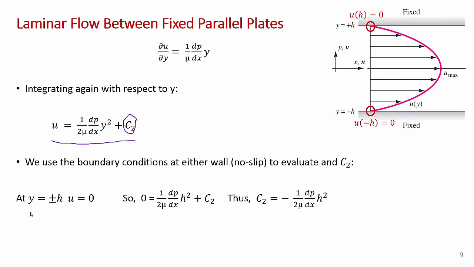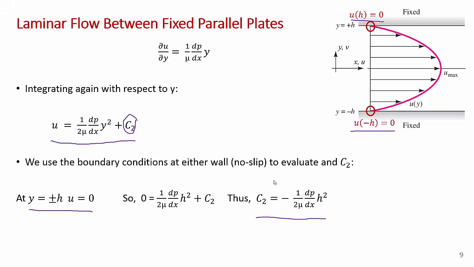So at y equals plus or minus h, we have the no-slip condition, right? We have the no-slip condition here and here. So the velocity goes to 0. And so if we put in 0 and y equals either plus or minus h, you get that c2 equals minus 1/2 times 1 over mu dp/dx times h squared.